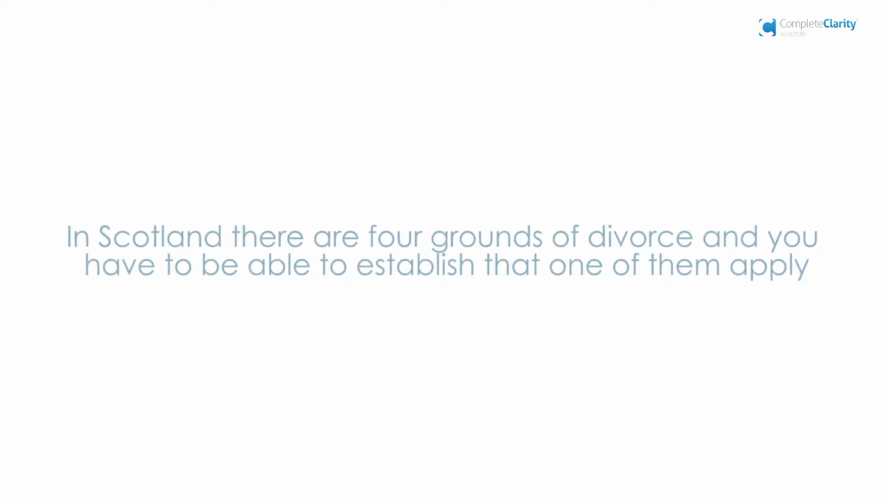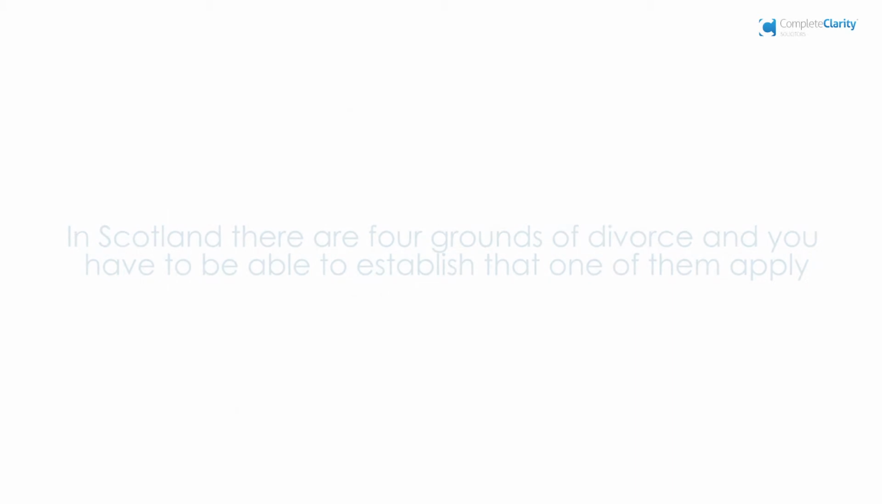To get a divorce, you need to make an application to a court for divorce to be granted, based on one of the grounds of divorce. In Scotland, there are 4 grounds of divorce, and you have to be able to establish that one of them applies. Divorce is always granted based on the marriage having broken down irretrievably, but you must establish that the breakdown is established by one of these 4 grounds, and not just that it has broken down irretrievably.